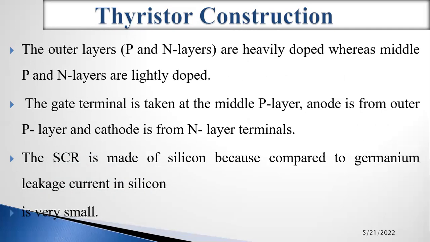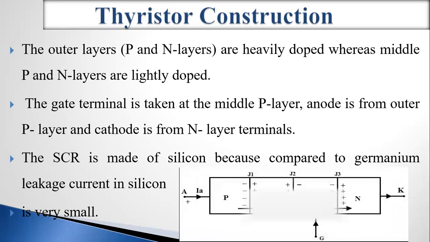Now, for the detailed construction of the thyristor: there are 4 layers, of which the outer 2 layers, P and N, are heavily doped, whereas the middle 2 layers, P and N, are lightly doped. The gate terminal is taken from the middle P layer, the anode is from the outer P layer, and the cathode is from the N layer terminal. SCR is made of silicon because, compared to germanium, the leakage current in silicon is very small. So we prefer silicon over germanium.